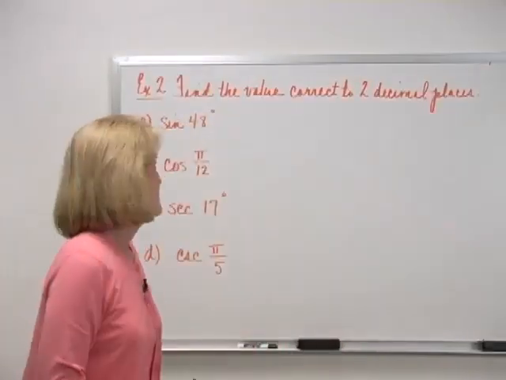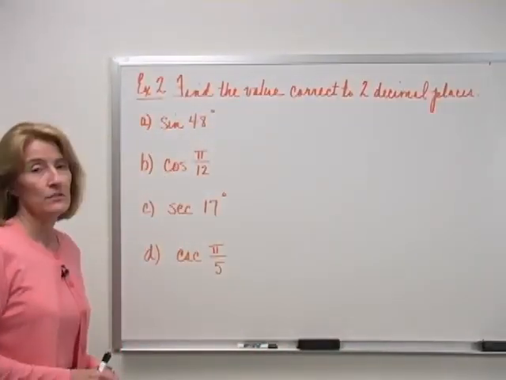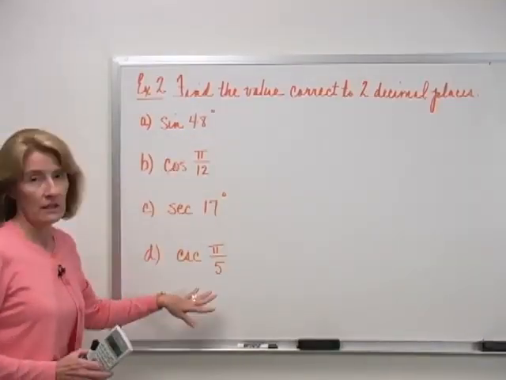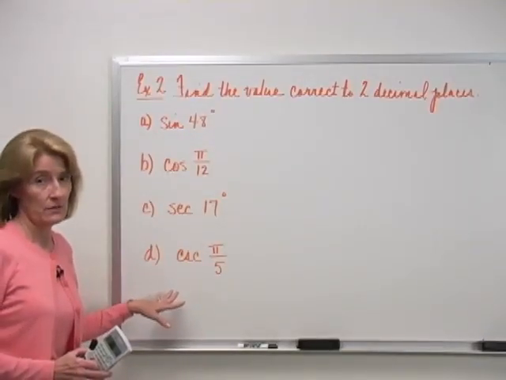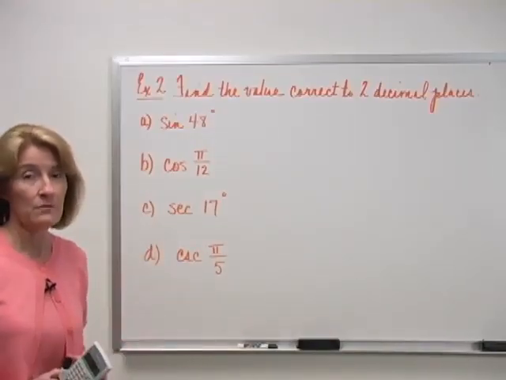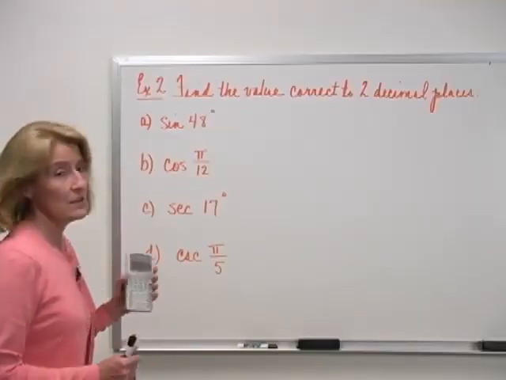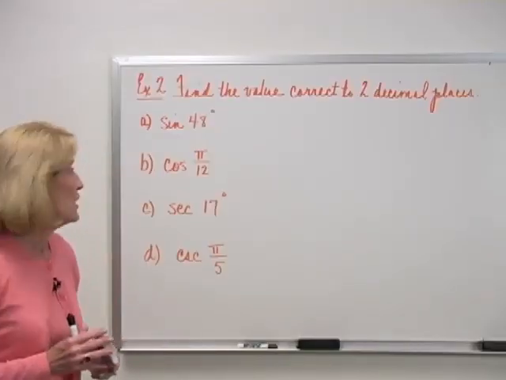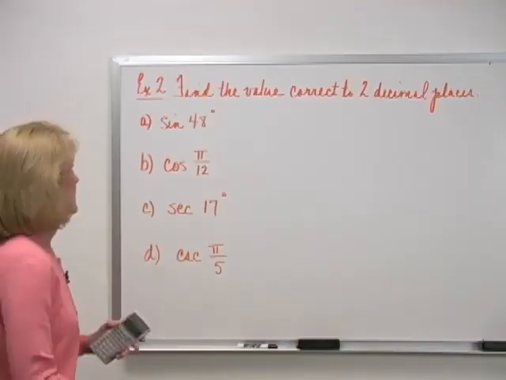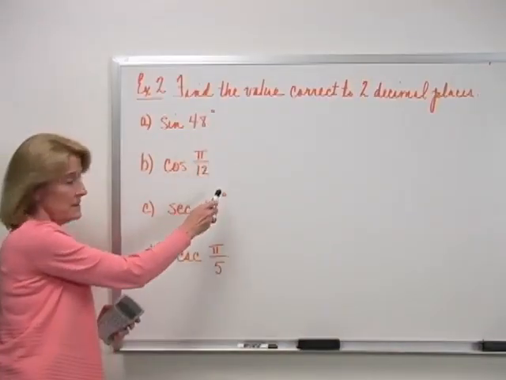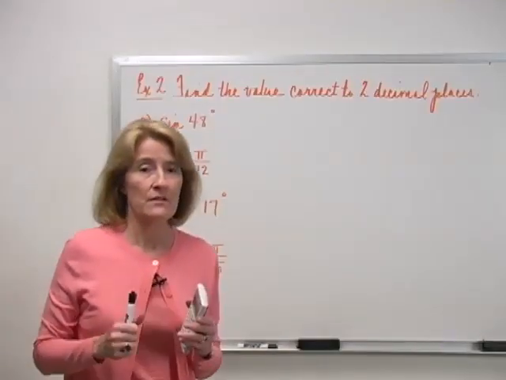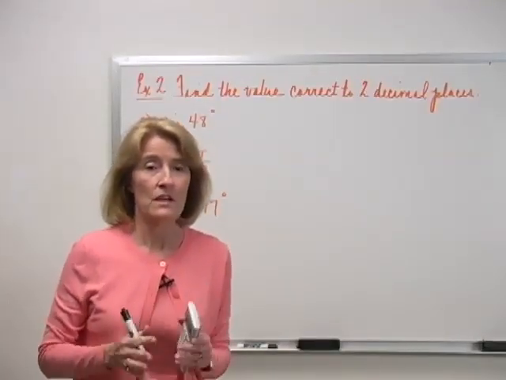Example 2. Find the value correct to 2 decimal places. Notice that these are all trig functions of acute angles, but none of these are special angles. And so we're not going to be able to read off of the triangle or the table that we've memorized. Instead, we're going to have to look up these values that are stored in our calculator. Okay, the big thing here is units. Degrees, radians, degrees, radians.